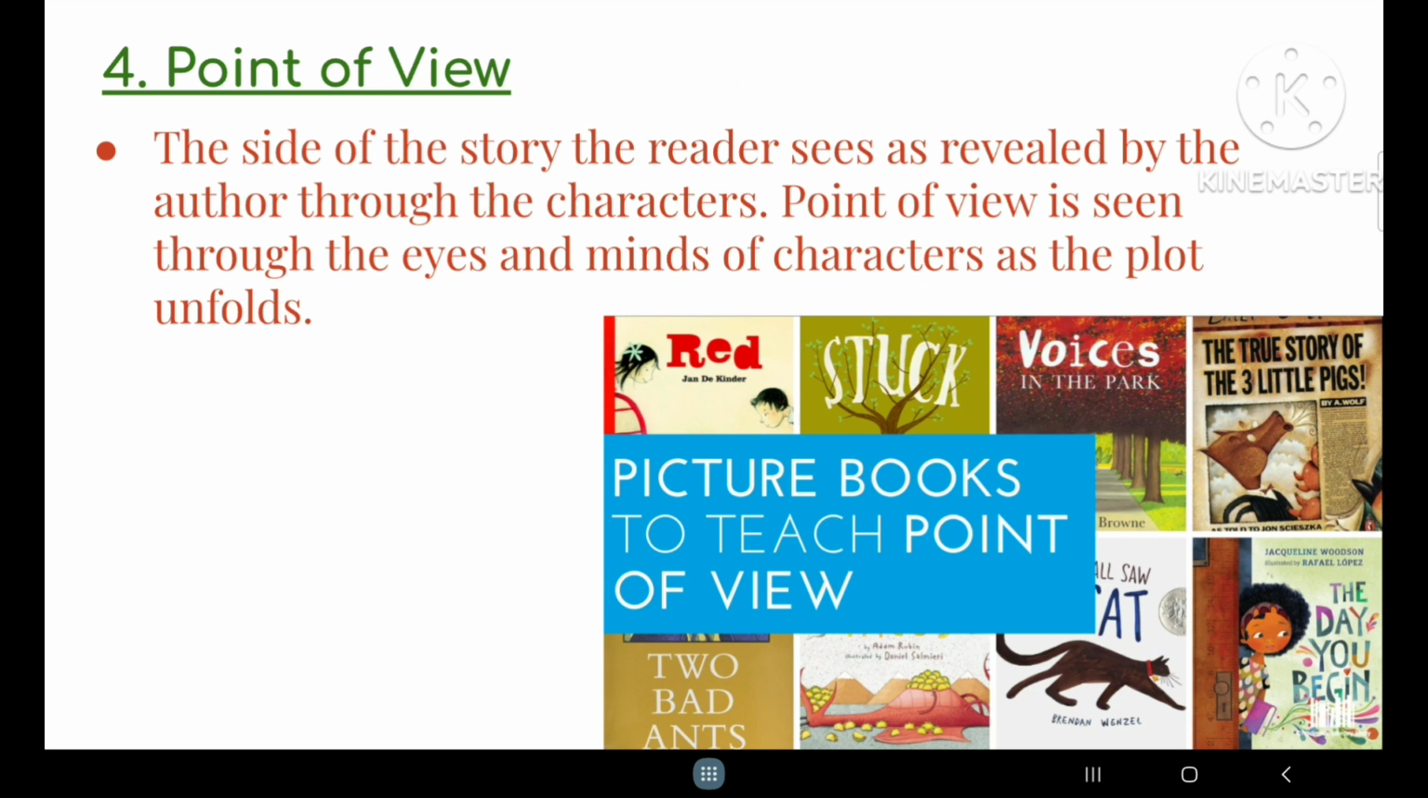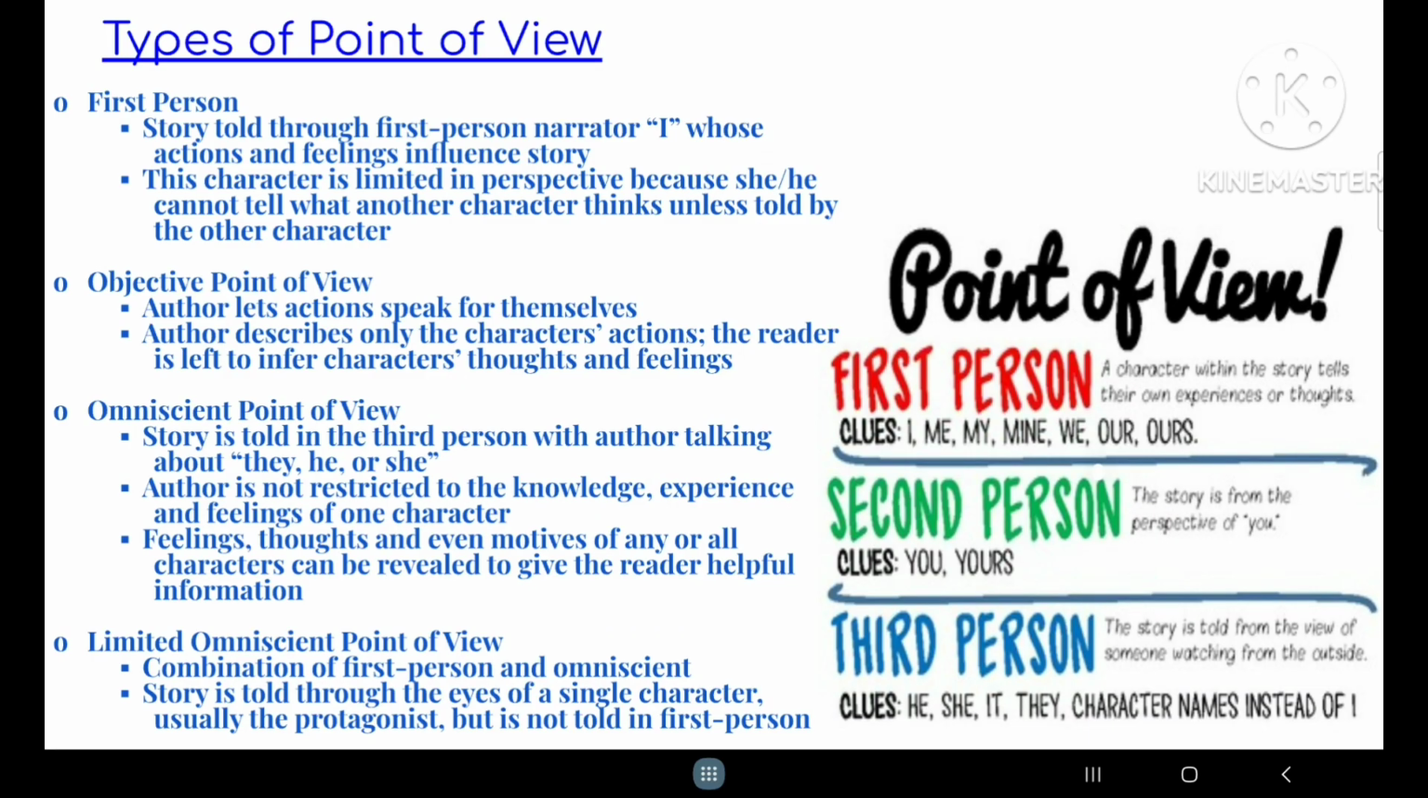The fourth literary element is point of view. The side of the story the reader sees as revealed by the author through the characters is known as the point of view. Point of view is seen through the eyes and the minds of characters as the plot unfolds. Now let's discuss the types of point of view.